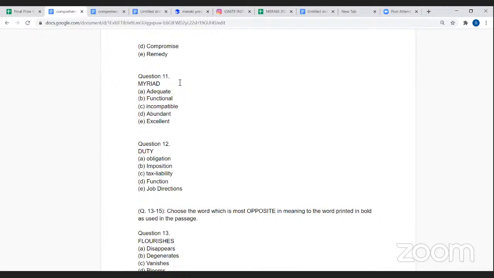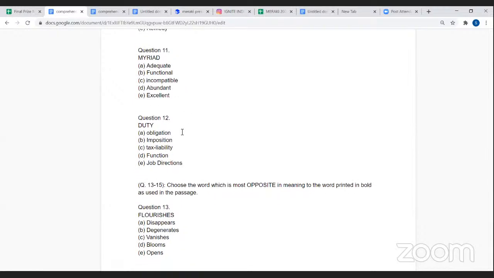Myriad, D, abundant is correct. Myriad is having a lot of something. Then you have duty. Obligation. So A is correct.